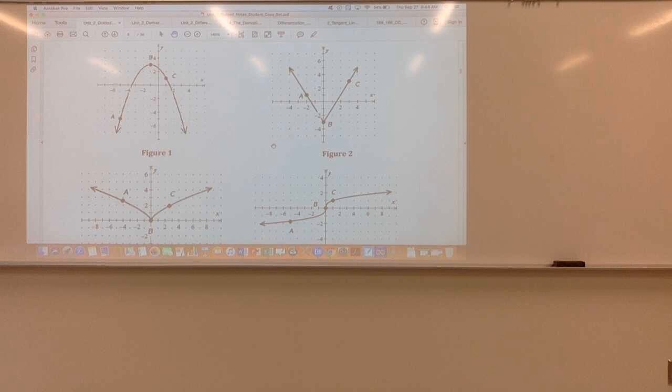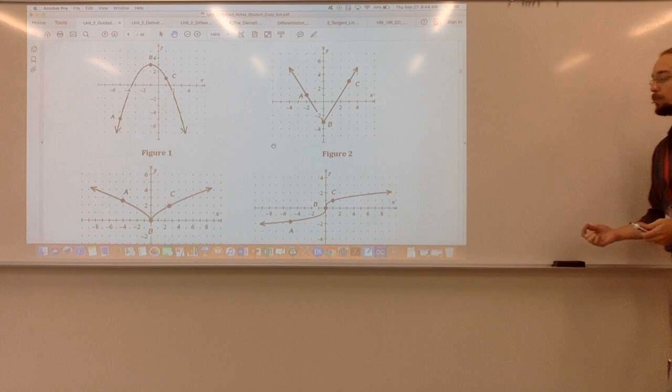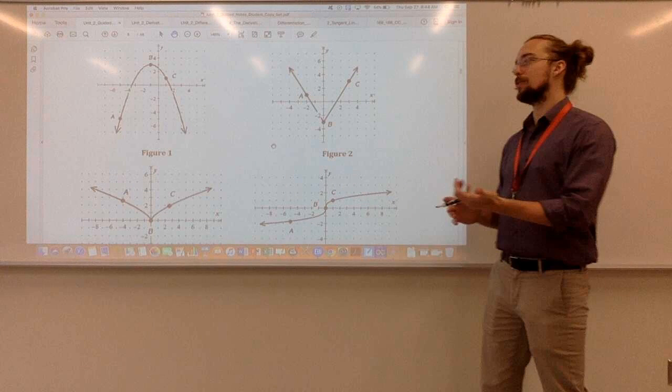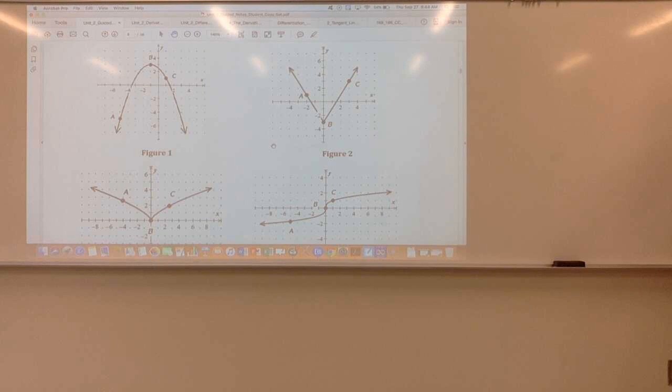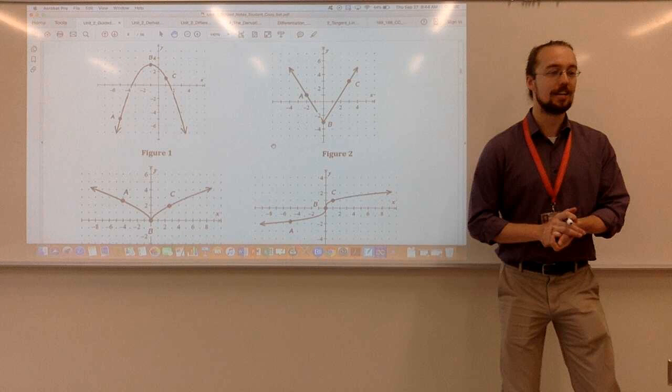Alright, so today we're going to just kind of reinforce the idea of tangent lines that we've been talking about, add in a little bit of vocabulary, and then talk about local linearity. It's a lot easier than it sounds.